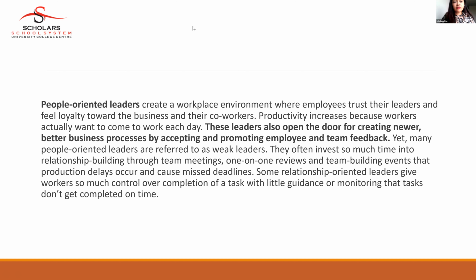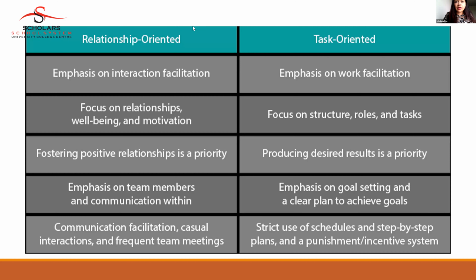They often invest so much time into relationship building. So there needs to be actually a balance between task and people-oriented leaders. Okay, that's when probably an effective leader is going to come forth. Some relationship-oriented leaders give workers so much control over completion of a task, with little guidance or monitoring, that the task cannot be completed on time.